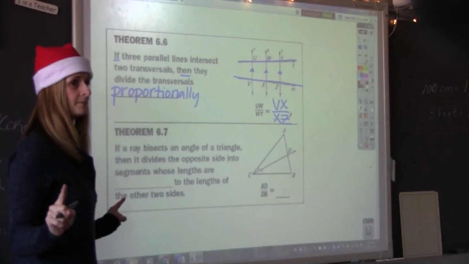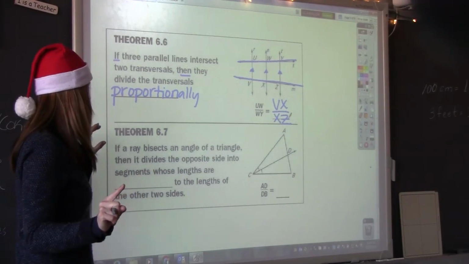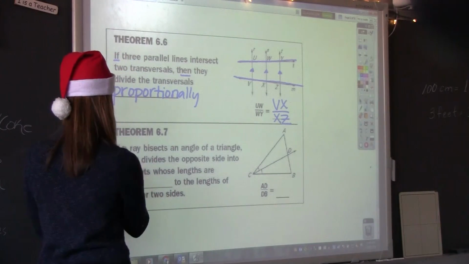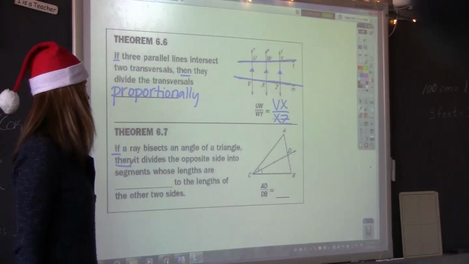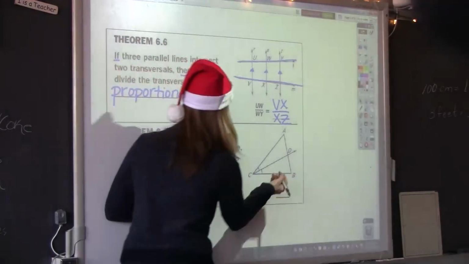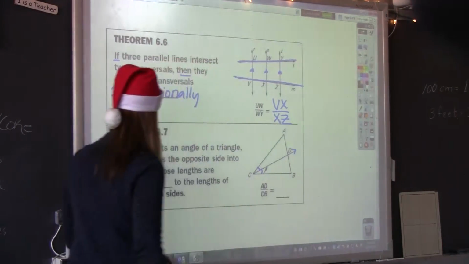Last theorem. Ready? Okay, I'm ready. If, where's the then? Then. If a ray bisects an angle of a triangle. So see, here we've got this ray, and it's bisecting this angle.